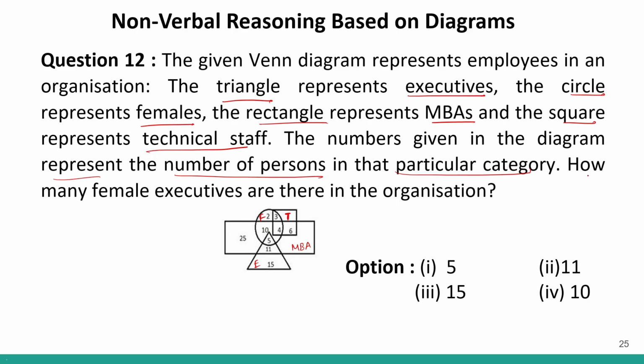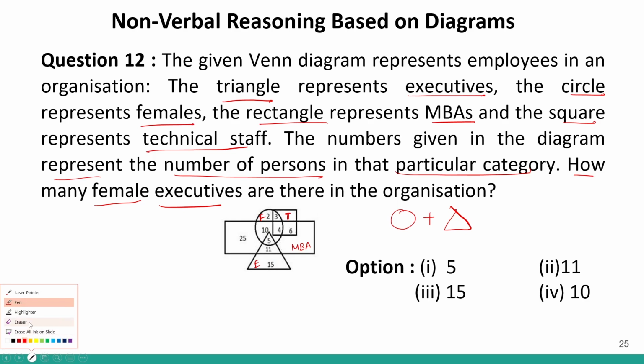Now, we have to find out how many female executives are there. So female executives, female is represented by circle and executives is represented by a triangle. So we have to find a portion of the Venn diagram which has overlapping circle and triangle. So if I look at this Venn diagram, the circle and the triangle are overlapping over here. This is where the circle and the triangle are overlapping. So our answer will be option number 1, 5, because this is 5. So option number 1, 5 will be the correct answer.